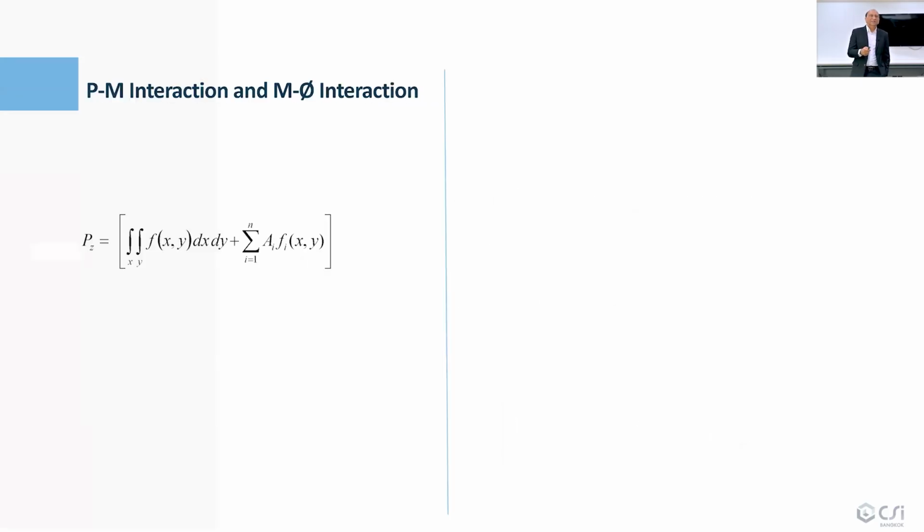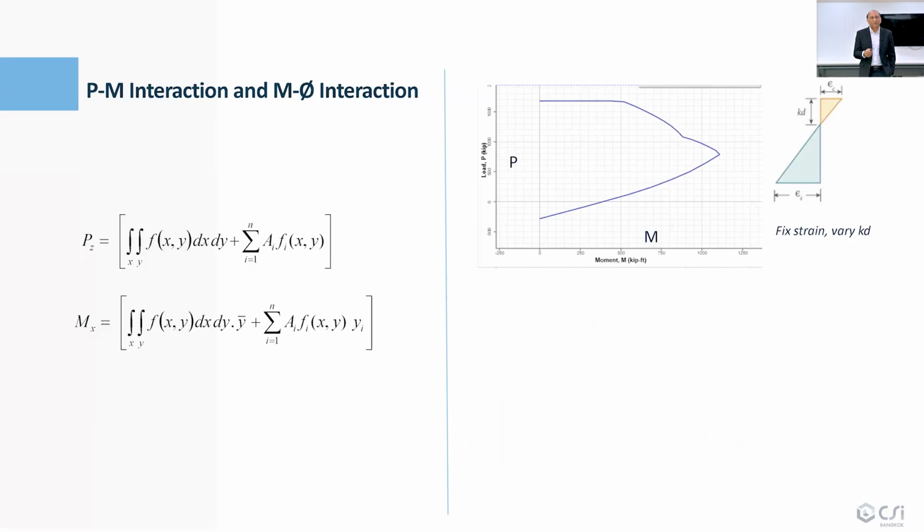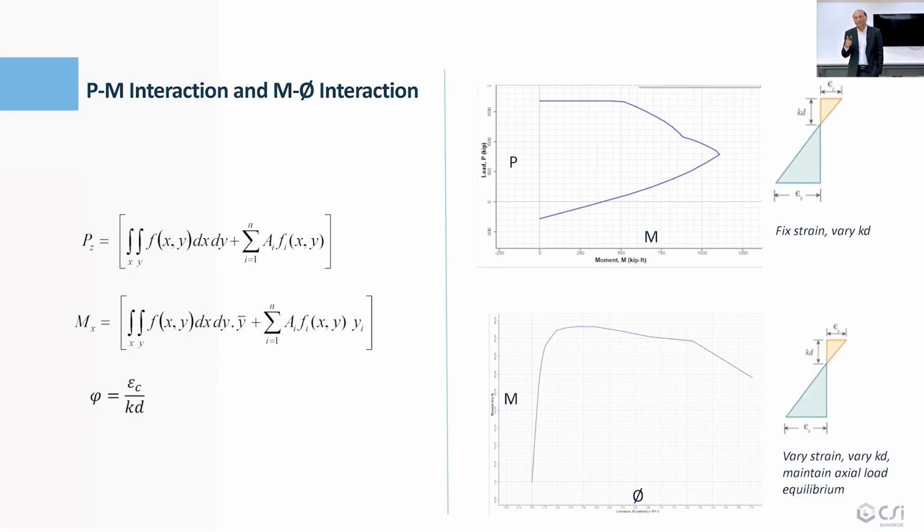So we use that. The only difference is that for the PMM diagram, we fix the strain at 0.003 and we vary the neutral axis depth, as you saw in the video. For moment curvature, we vary both strain and neutral axis until we find the equilibrium with axial load, and then we find the corresponding moment, and then we generate this one. So this is an iterative procedure that is straightforward.